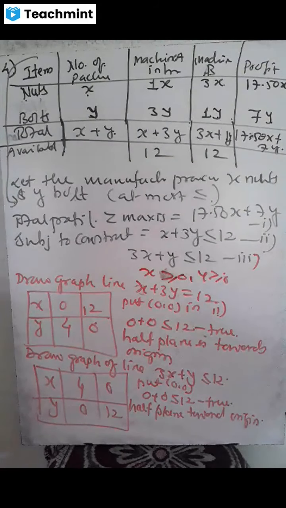Then two machines are given, machine A and machine B. So for machine A it will take 1 hour, for machine B it will take 3 hours. If it takes 3 hours on machine A.